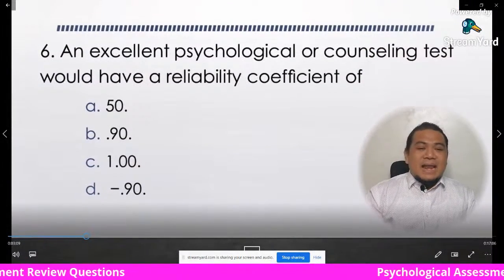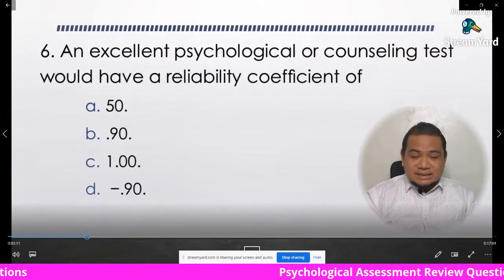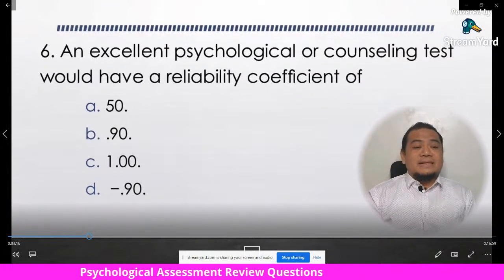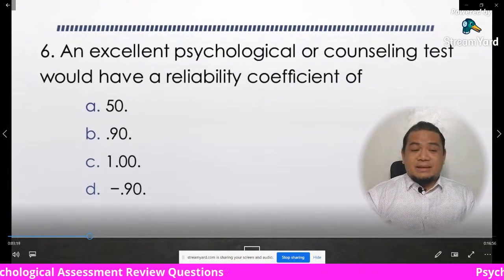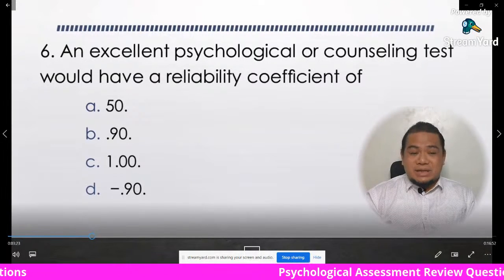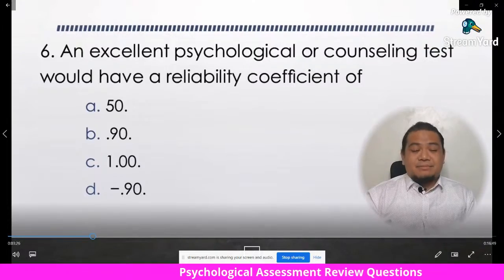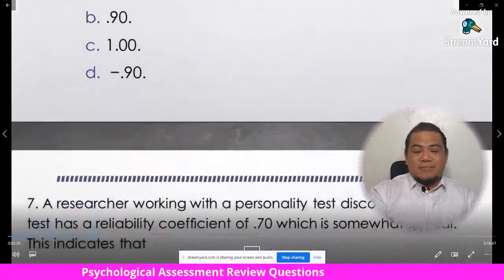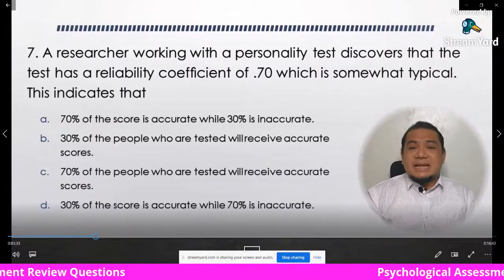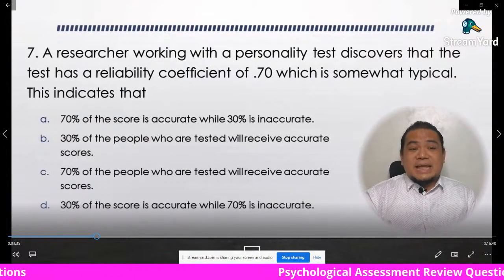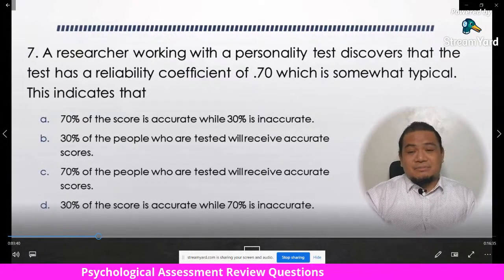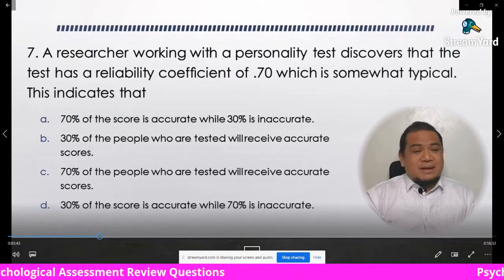Number 6. An excellent psychological or counseling test would have a high reliability coefficient of, is it A, .50, B, 0.9, C, 1.0, or D, negative 0.90. Number 7, a researcher working with a personality test discovers that the test has a reliability coefficient of 0.70, which is somewhat typical.